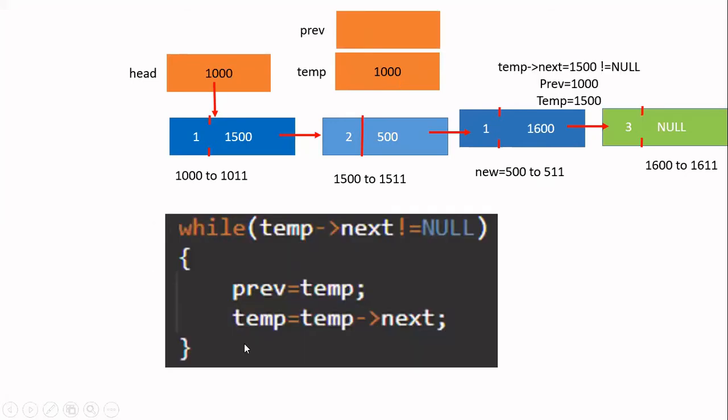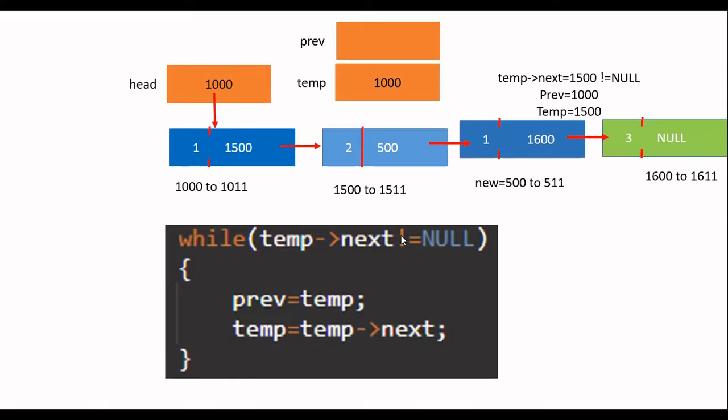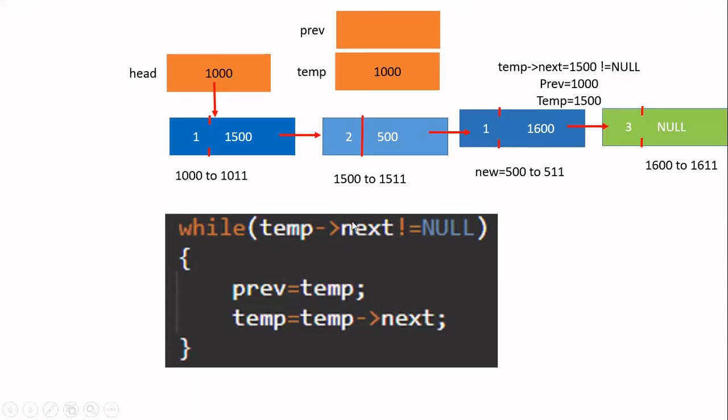Next, I am going to keep track of one more node called previous. In deletion, additional pointers are required. Try to focus on what I am doing here. First, I am checking whether temp arrow next is not equal to null. Why? I want to check whether this is the last node that has to be deleted. If it is not equal to null, I have to do certain steps.